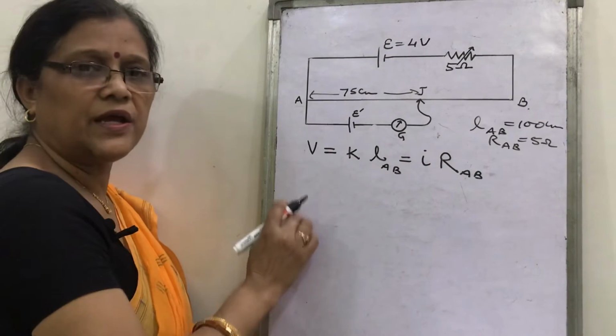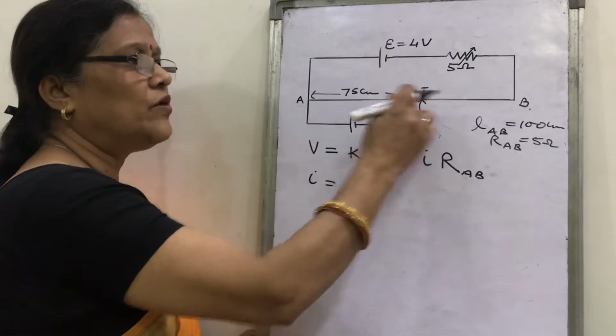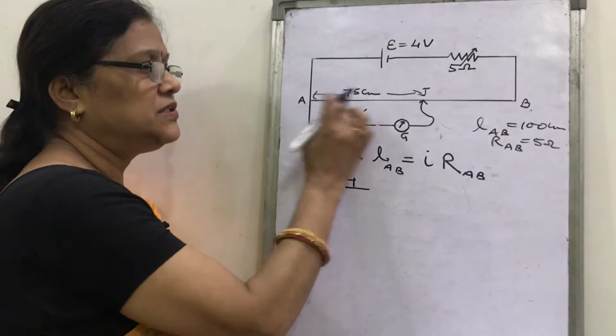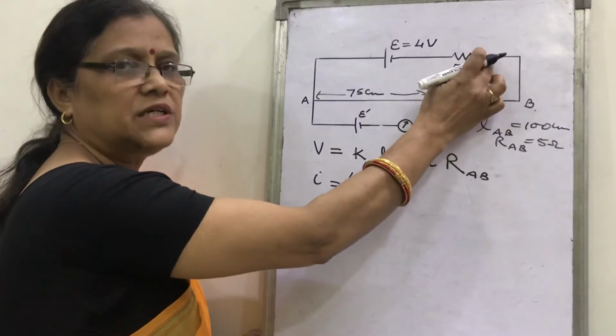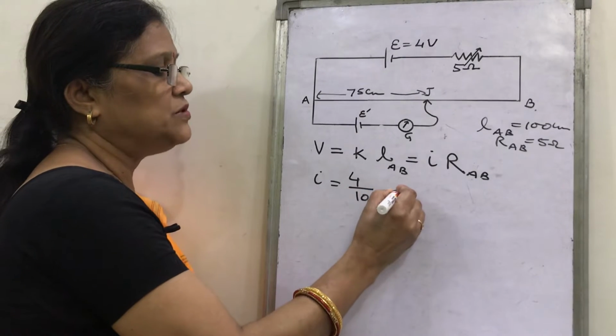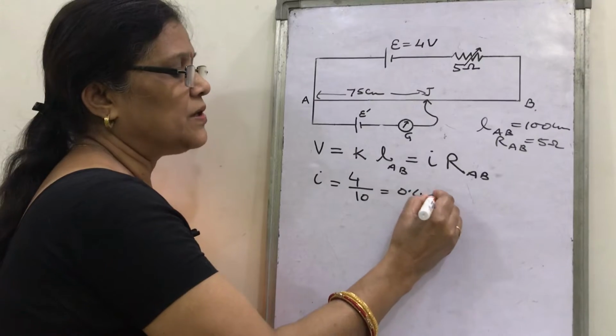How to find K? Look here, you know I equal to EMF upon total resistance. So EMF is 4 volt and total resistance, this is 5 ohm, and this rheostat is at 5 ohm. So this is 10. So 0.4 ampere is the current.